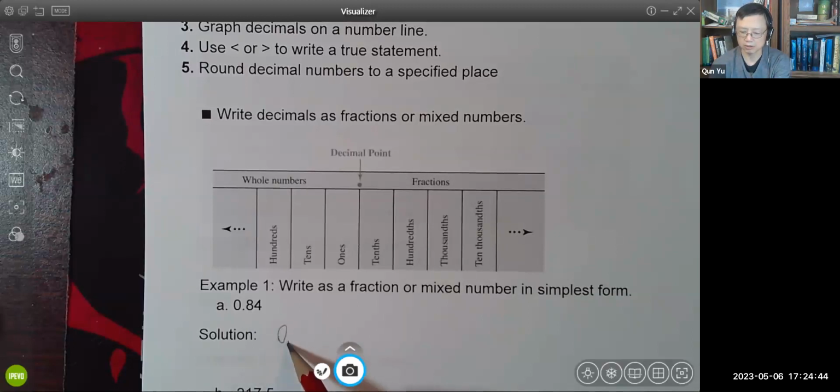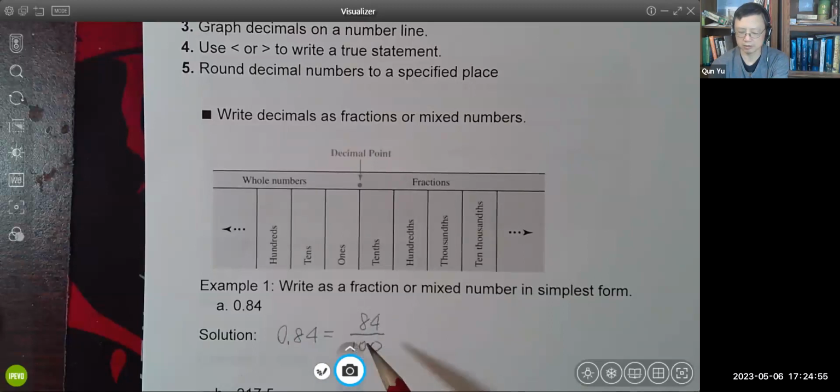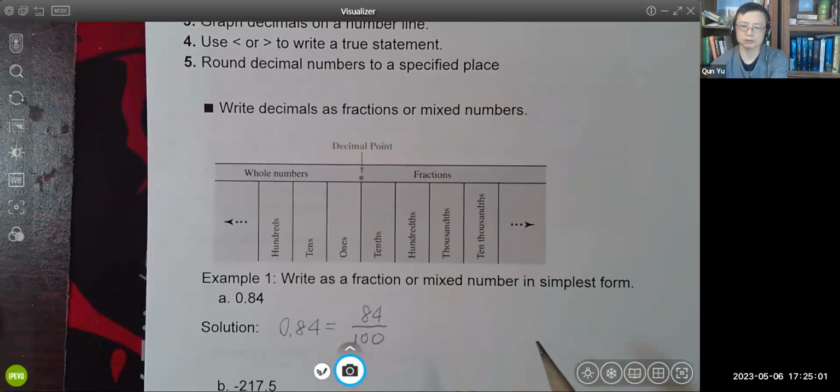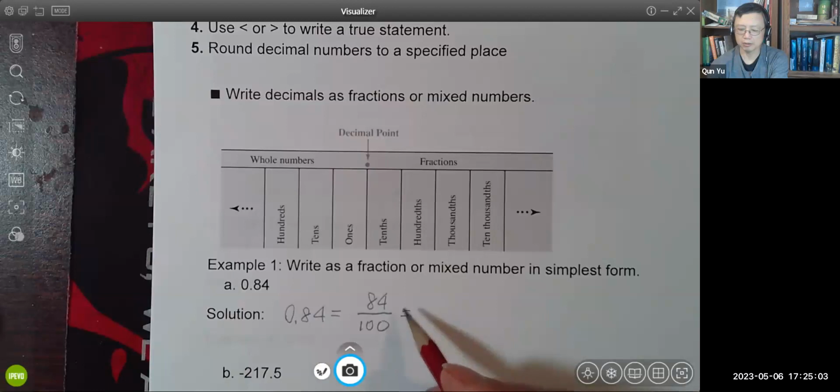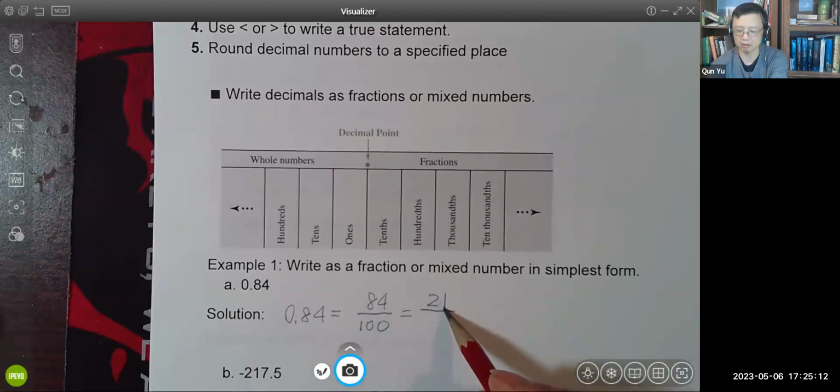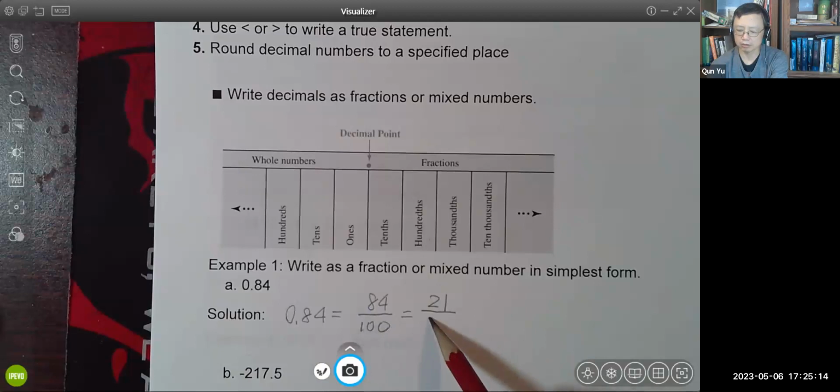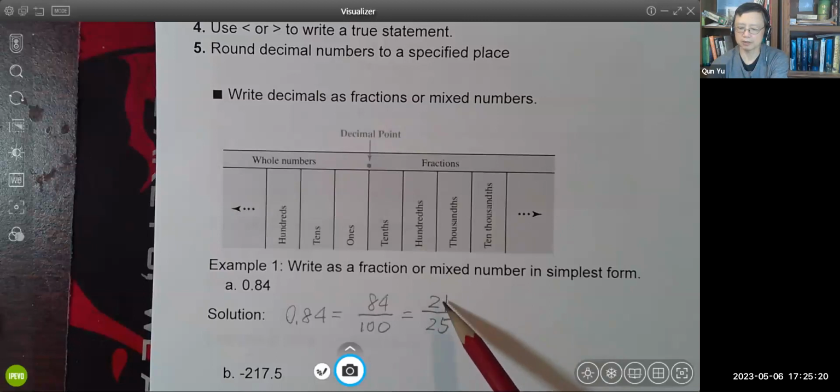So this is 0.84 equals, you put this decimal part, this whole thing, on the top, and 2 zeros on the bottom. You always start with 1, okay? 2 zeros on the bottom, this is 100th, right? And don't forget to simplify it. I see both numbers can be divided by 4, because 8 can be divided by 4, and 4 can be divided by 4. So if I divide by 4, I get 21. 100 divided by 4 is 25. Now, there's no common factor between these two numbers. So this is our final answer.